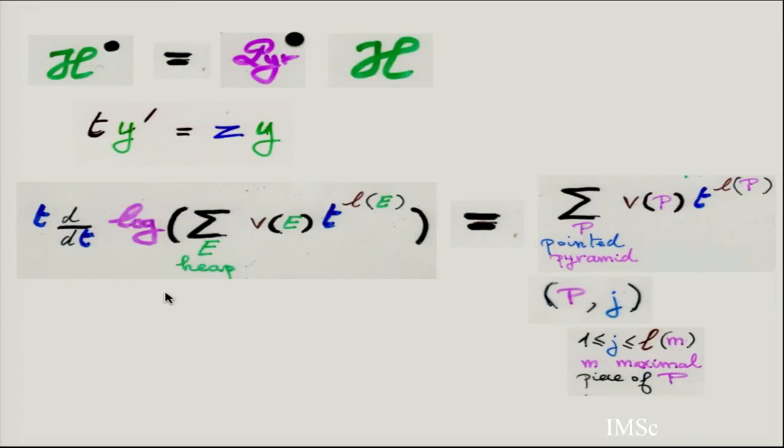So the new, more general form of the logarithmic lemma: the left member is exactly the same, but the right member is a little more complicated. Instead of having pyramids, you have pointed pyramids. So I go back to the abstract level of combinatorial objects. What does a pointed pyramid mean? It means a pair: a pyramid and an integer j, where j is a choice of an integer between 1 and L of m, where m is the maximal piece of the pyramid.